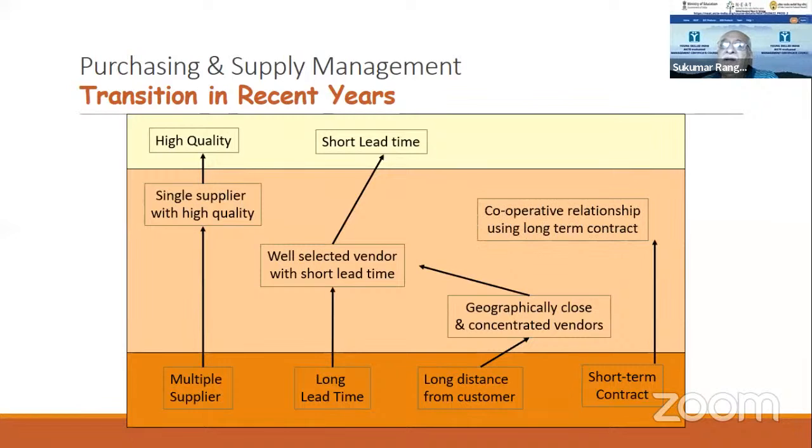A cooperative relationship using a long-term contract helps, instead of short-term contracts. Like if you're buying some items, every time you tender and then get the prices, instead of that, you have a long-term contract.